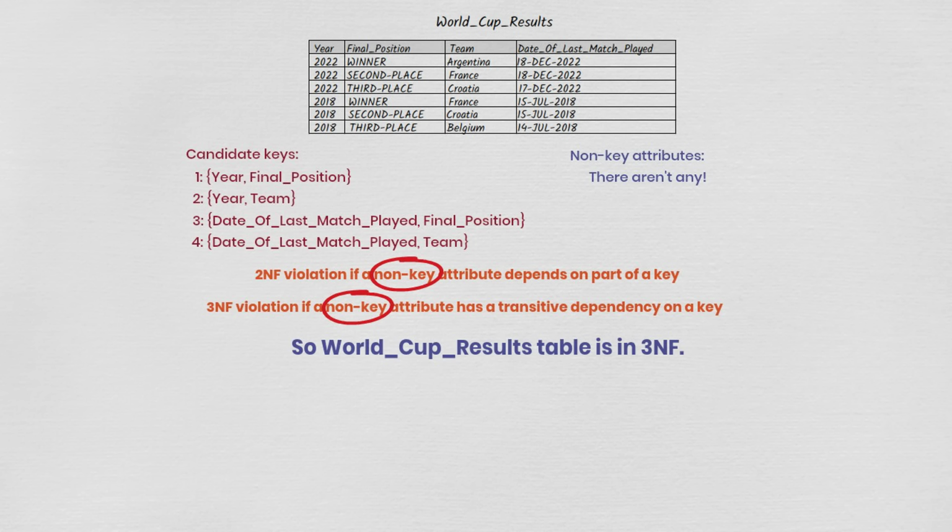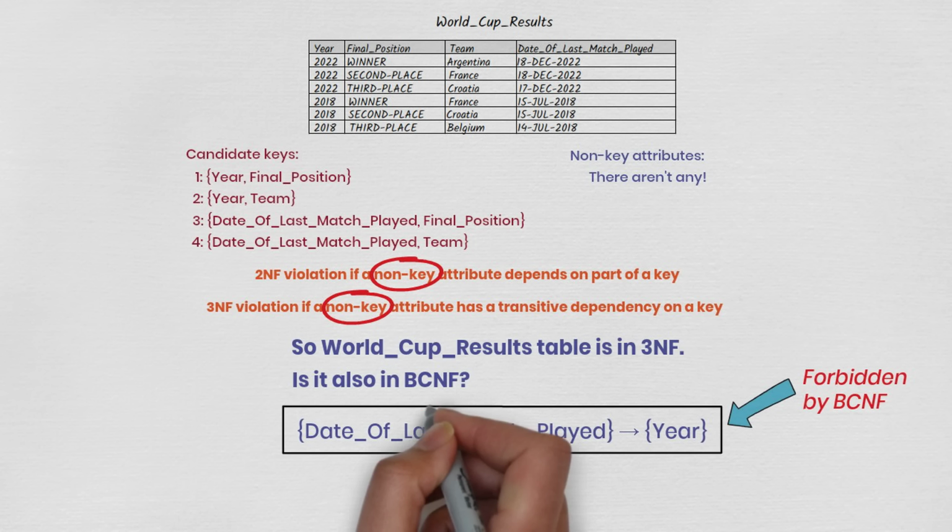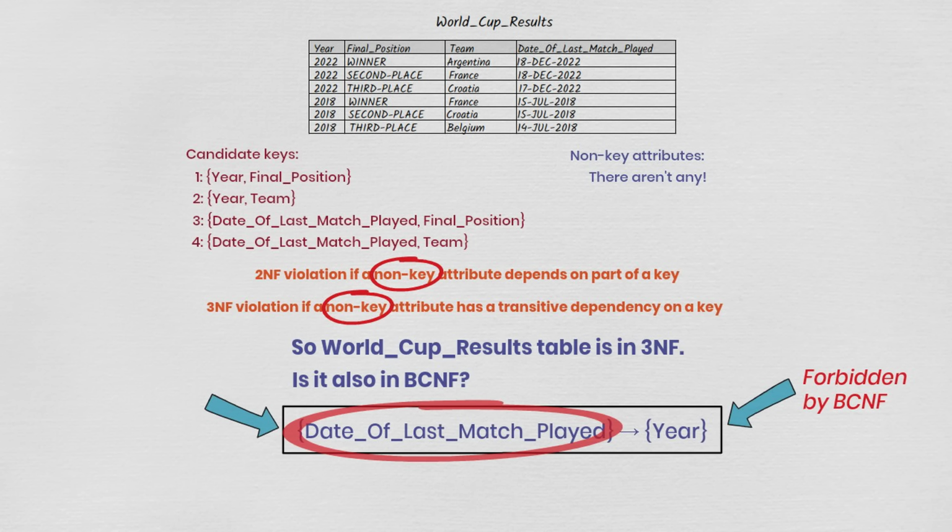Can we go any higher? Let's check the table against Boyce-Codd normal form, which is the normal form that comes after third normal form. This is where the dependency of year on date of last match played finally does get flagged up as a problem. And this is because, loosely speaking, Boyce-Codd normal form doesn't allow any attribute to be dependent on something that isn't a candidate key. Date of last match played isn't a candidate key, so the table isn't in Boyce-Codd normal form. Therefore, we can confidently say the highest normal form of the World Cup results table is third normal form.